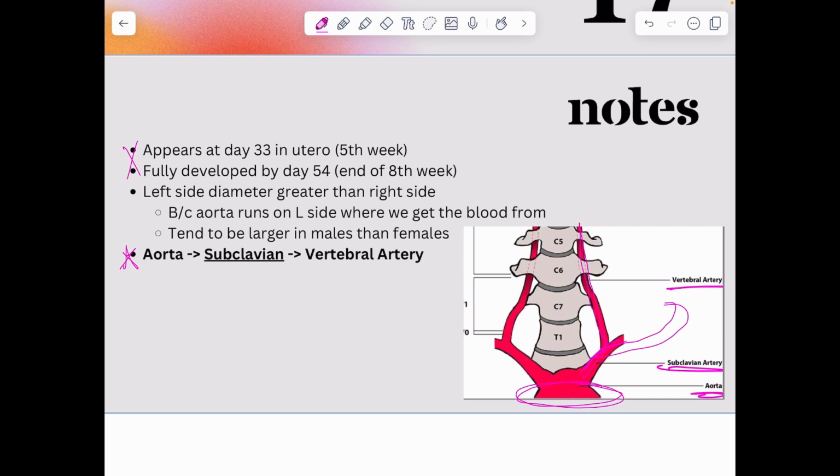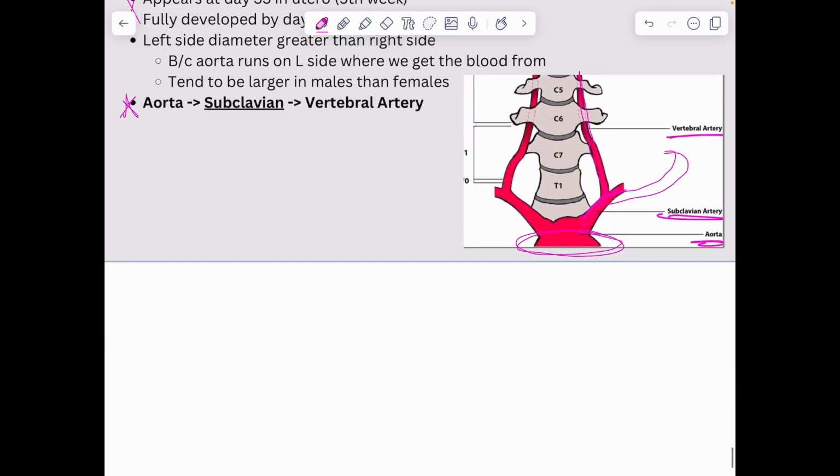Let's see here. Also, the left side diameter is greater than the right side because the aorta runs on the left side, which is where we get the blood from. And then it tends to be larger in males than females.